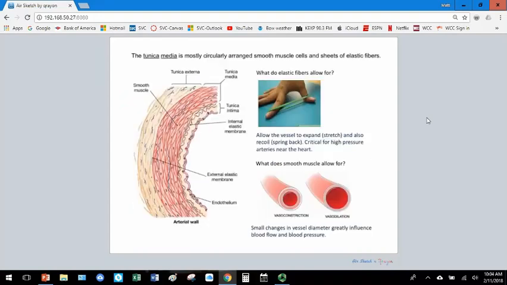Then we have the tunica media. So here's the tunica media right there. And this is mostly circularly arranged smooth muscle cells, and also sheets of elastin fibers in there. Okay. So first of all, what are these elastic fibers doing? Why do we want these elastic fibers in there? Well, it allows for stretch, and it also allows for recoil, okay, which are going to be important properties when we talk about the elastic arteries. Then what about the smooth muscle, this circularly arranged smooth muscle? Well, that allows for both vasoconstriction and vasodilation.